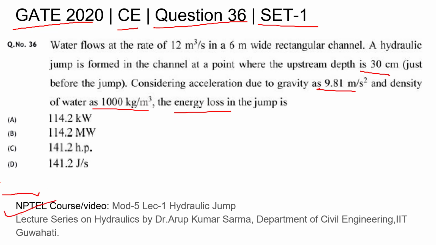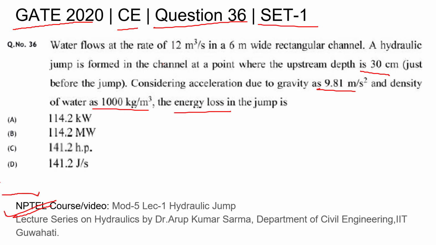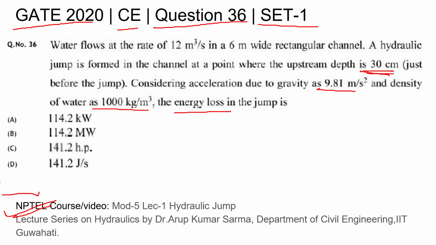For this question you can refer to this NPTEL video lecture. So let us understand what the question is saying. You know what a hydraulic jump is. This is a hydraulic jump formation animation, or you can say a picture. They have given an initial depth of 0.3 meter. You can see here the upstream depth is 30 centimeter before the jump. After that the hydraulic jump happens, and this is the downstream side depth, that is y2. He has given acceleration due to gravity as well as density of water, and he is asking head loss, right?